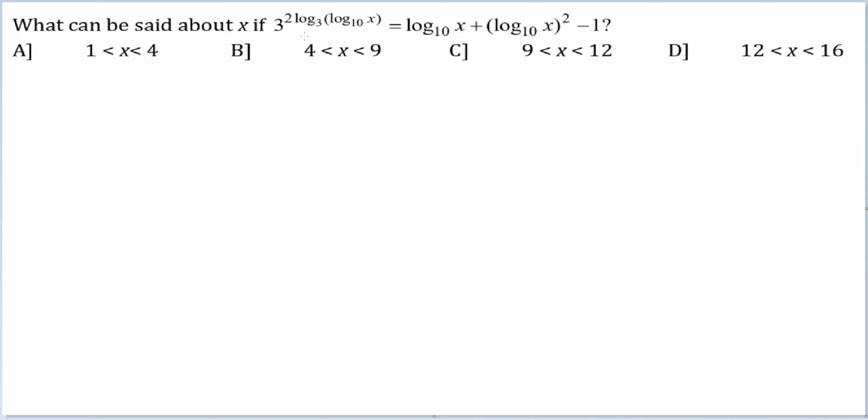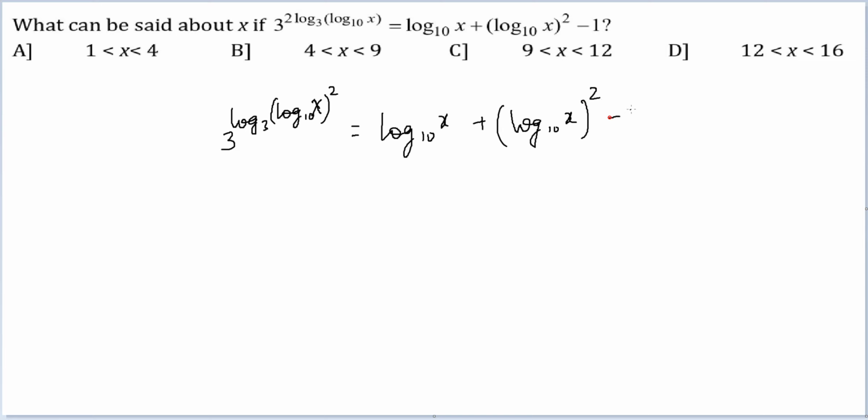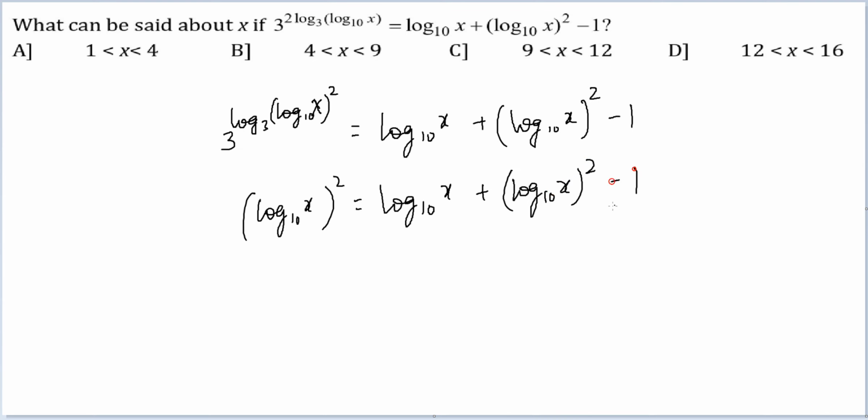the LHS can be reduced to 3 raised to the power log 3 log 10 x whole square is equal to log 10x plus log 10x whole square minus 1. Okay, so I get log 10x whole square is equal to log 10x plus log 10x whole square minus 1.